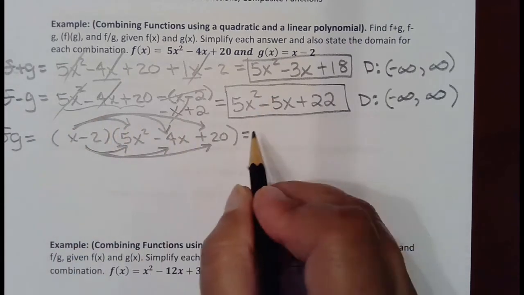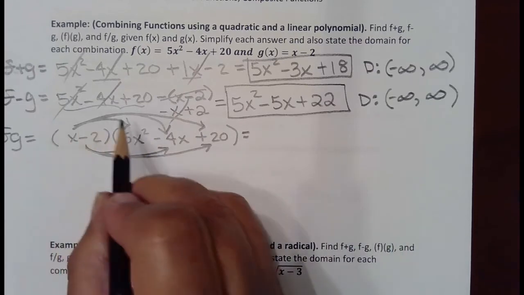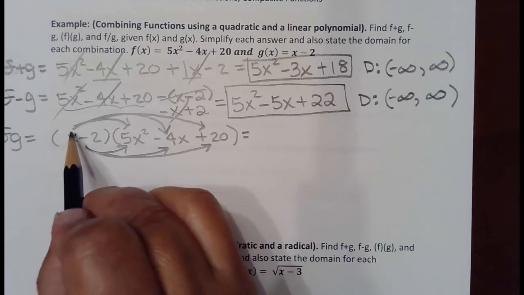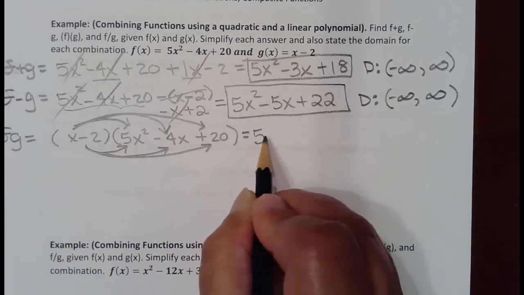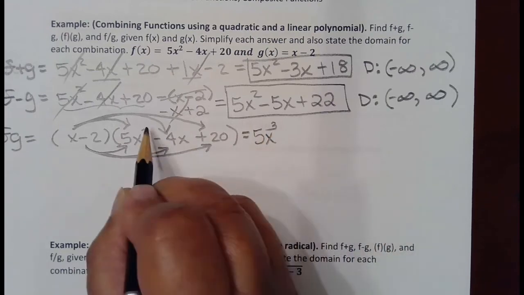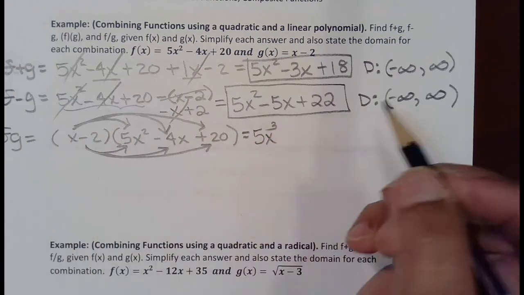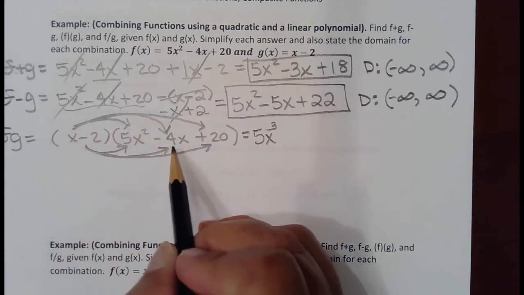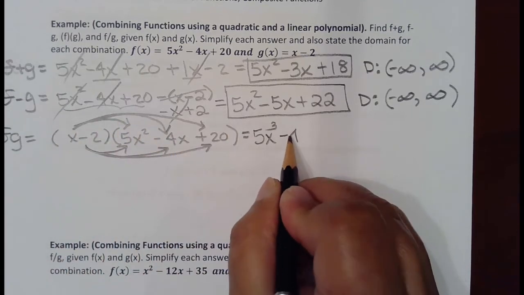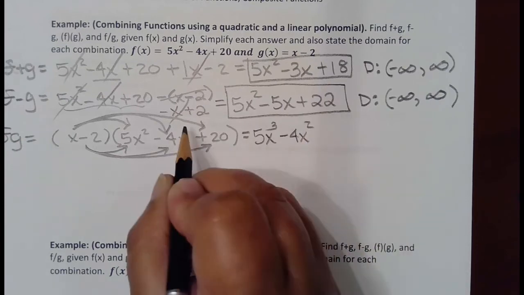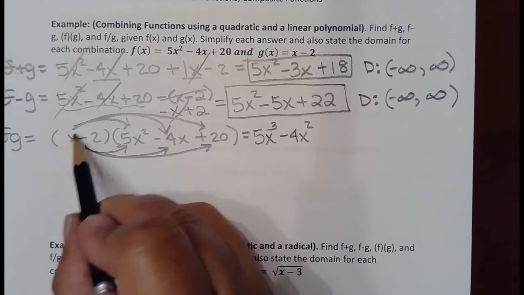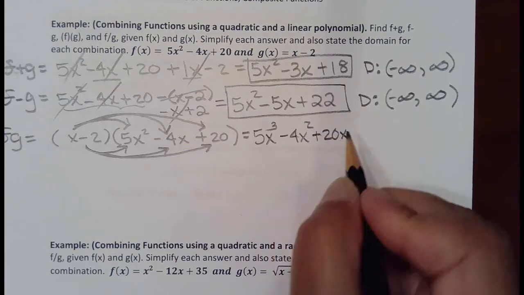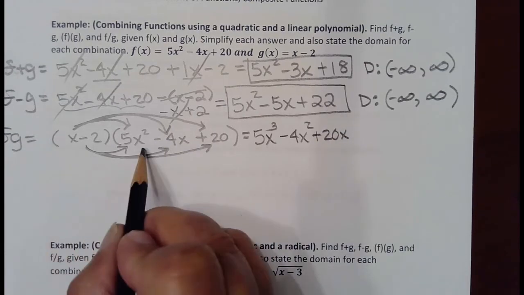Doing the medium arrow, x times negative 4x, negative 4x squared. You're adding up the powers. x times 20, 20x. Now following the upside down arrows, negative 2 times 5x squared, negative 10x squared. Negative 2 times negative 4x for that medium arrow would be positive 8x. And then negative 2 times 20, negative 40.